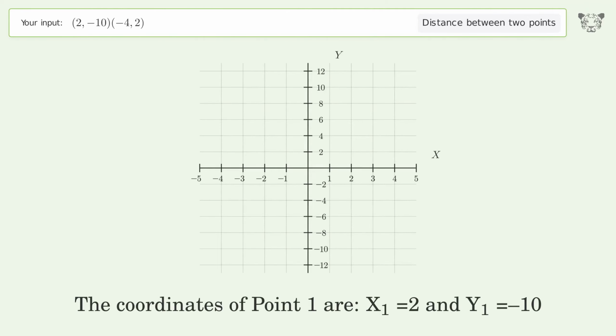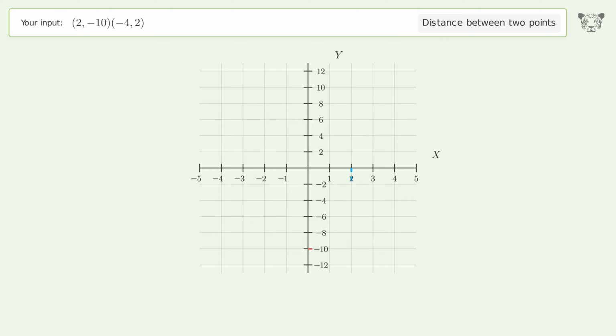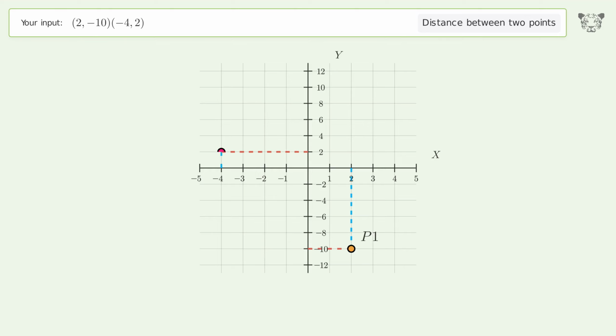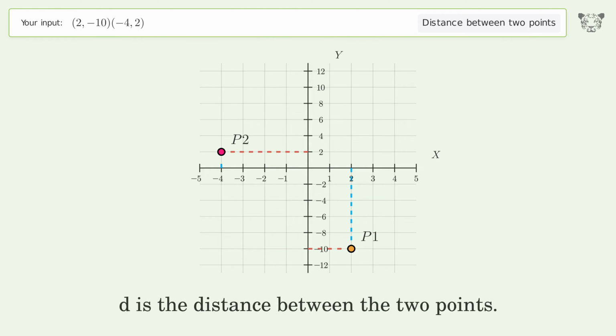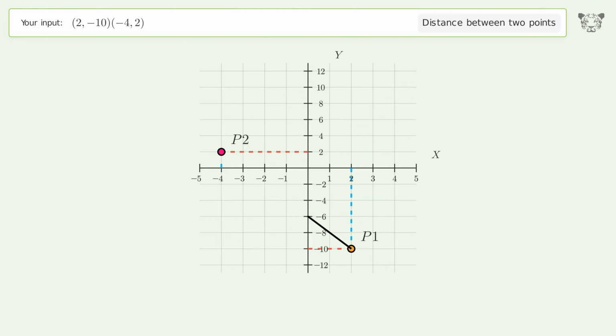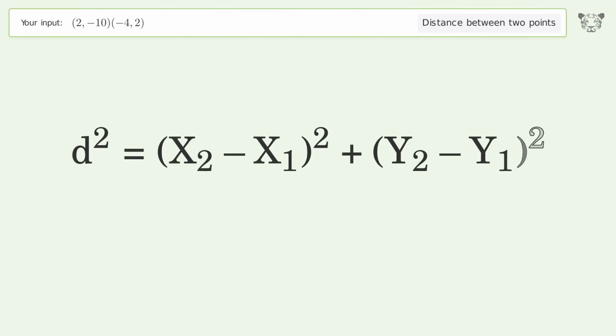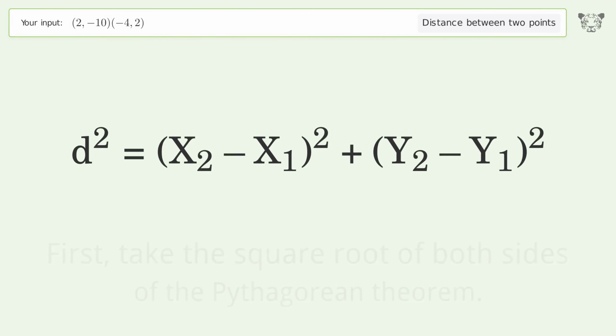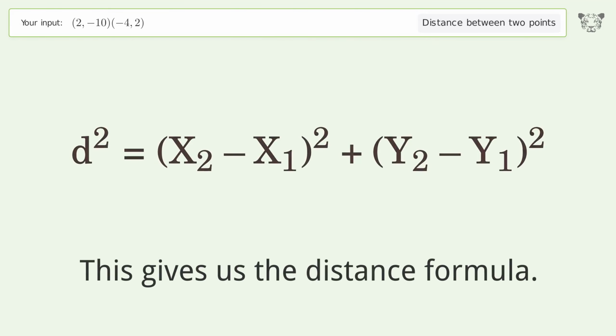The coordinates of point 1 are x1 equals 2 and y1 equals -10. The coordinates of point 2 are x2 equals -4 and y2 equals 2. D is the distance between the 2 points. First, take the square root of both sides of the Pythagorean theorem. This gives us the distance formula.